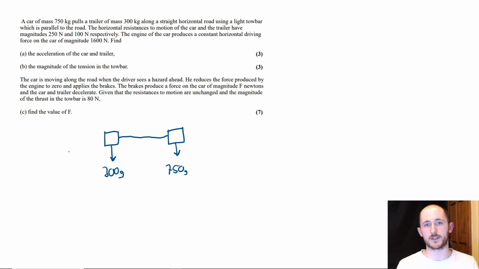Now, ignore how long the tow bar is. I just need a lot of space to do stuff. And, okay, let's keep going. Horizontal resistances of the car and trailer have magnitude of 250 and 100. Okay, so the resistive force, like air resistance for example, is going to be here. That is 250 newtons. And for the trailer, it's going to be 100 newtons. Okay, the engine of the car produces a constant driving force of 1600 newtons.